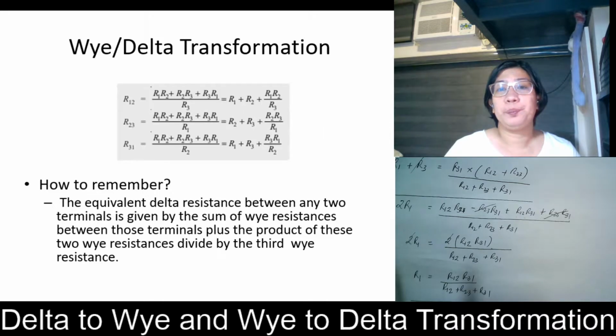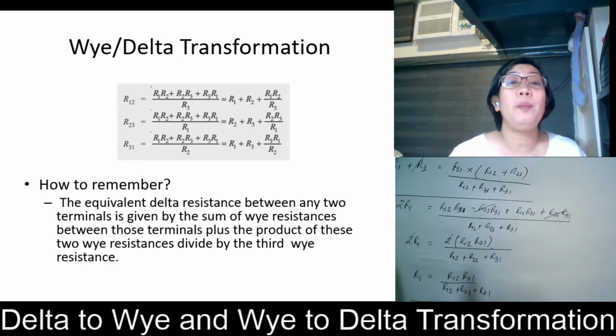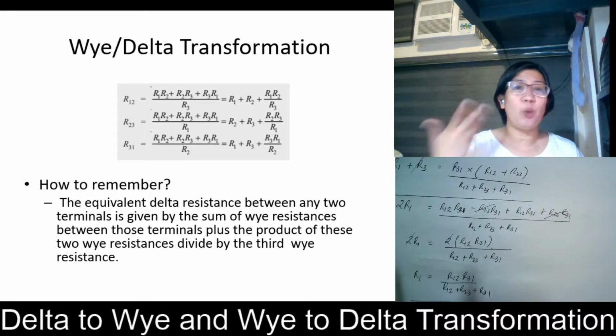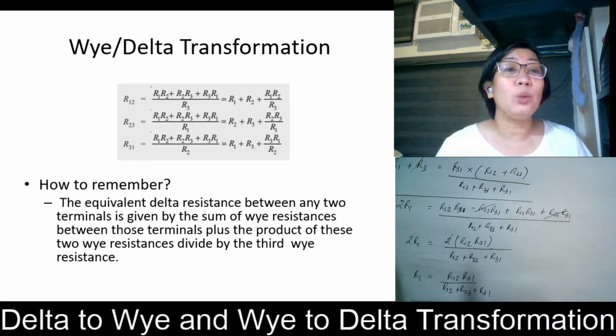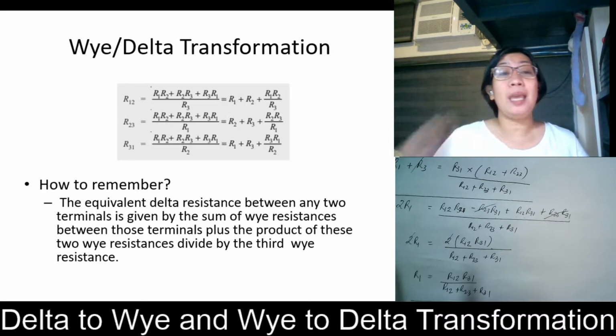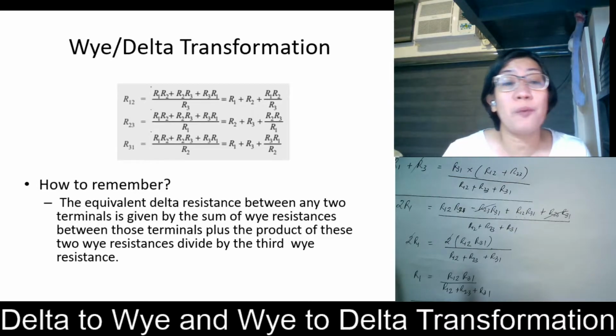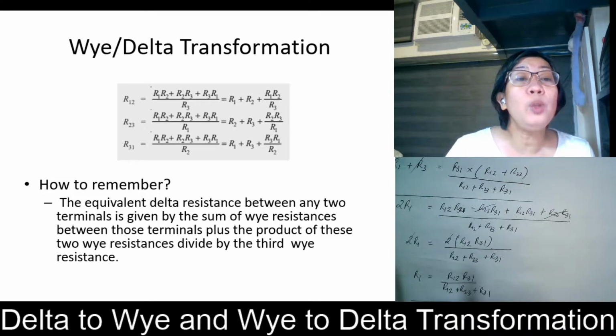Now, how about from Y to delta? From Y to delta, we are given R1, R2, and R3. We will now be asked to convert that into R12, R23, and R31. So what are we going to do? This is our formula. All you have to do is multiply 1 and 2. No, the previous formula. Going back to the previous formula.